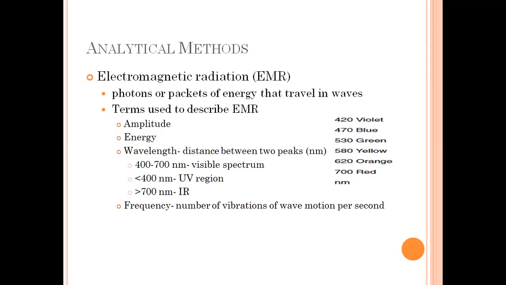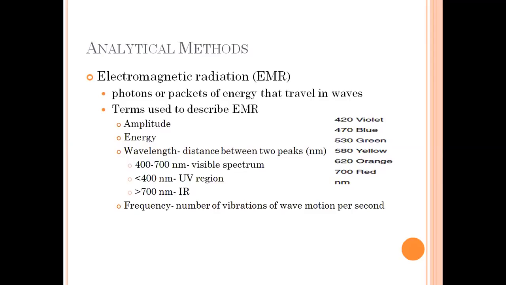In dealing with spectrophotometry, it's very important that we know the so-called EMR. EMR stands for electromagnetic radiation, and this is defined as the photons or packets of energy that travel in waves. What are the terms used to describe your EMR? We have four: amplitude, energy, wavelength, and frequency. Wavelength is defined as the distance between two peaks.